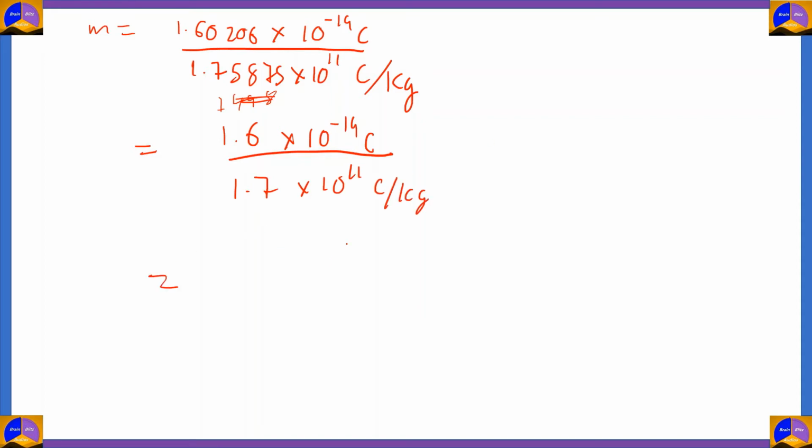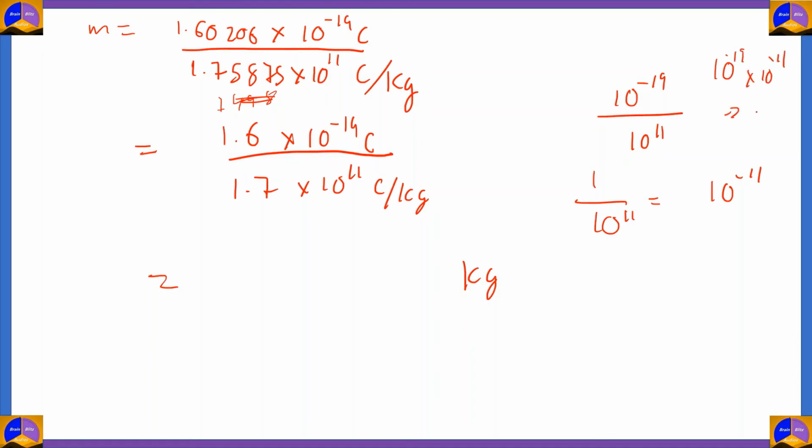And so when we do the division, we'll get the answer in kg. Now, we have 10 raised to minus 19 divided by 10 raised to 11. So we can write 1 by 10 raised to 11 as 10 raised to minus 11. And so 10 raised to minus 19 into 10 raised to minus 11 will be the same as 10 raised to minus 19 minus 11, which is 10 raised to minus 31. So now we got our power.